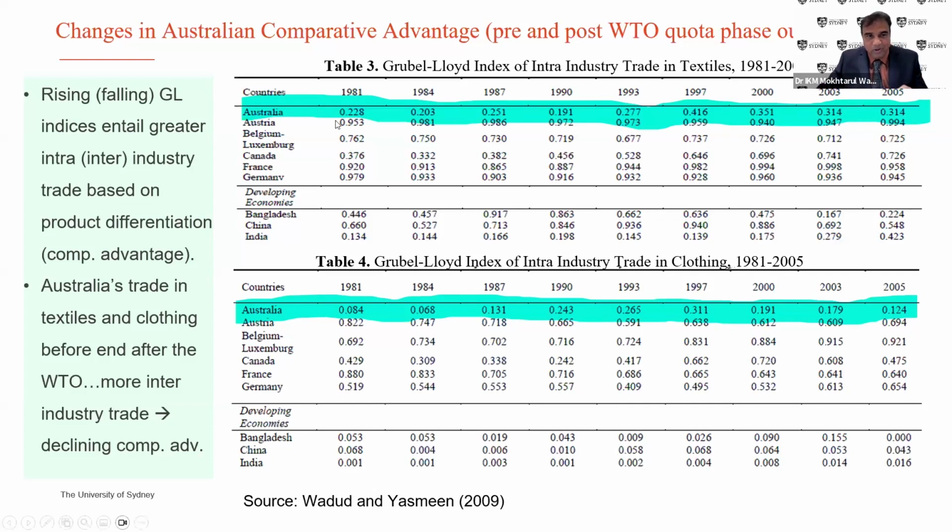For the developed countries, we can see that these are rising, so trade was becoming more intra-industry, not inter-industry. And for the developing world, these are falling. The support here is, again, for the clothing industry; the bottom part, table 4, shows the clothing industry. The indices are rising. So we can see clearly that over this period, competitive advantage in semi-skilled or unskilled labor-intensive products like textiles and garments really fell for Australia and also for other developed nations, whereas the developing countries were rising.